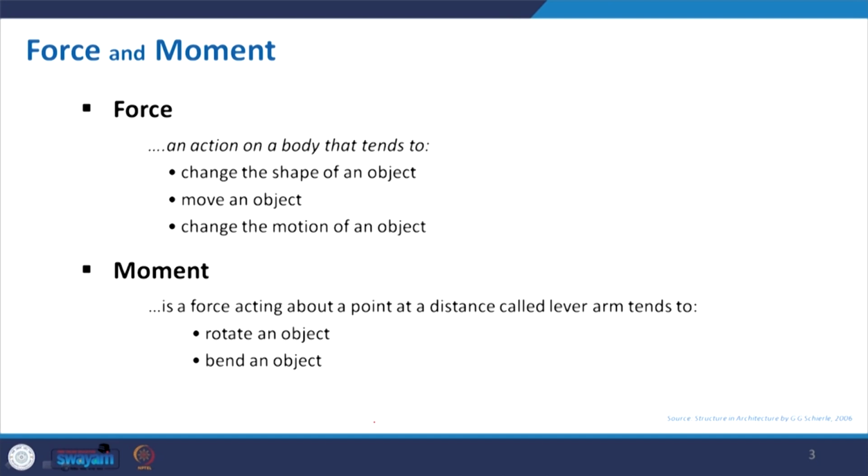So with that we proceed further. This is a brush up of the idea that we already know, like force and moment. Force is basically an action on a body, and what will be the result of that? It may change the shape of an object, it may move an object or change the motion of an object. So how exactly is it? Let us take one example.